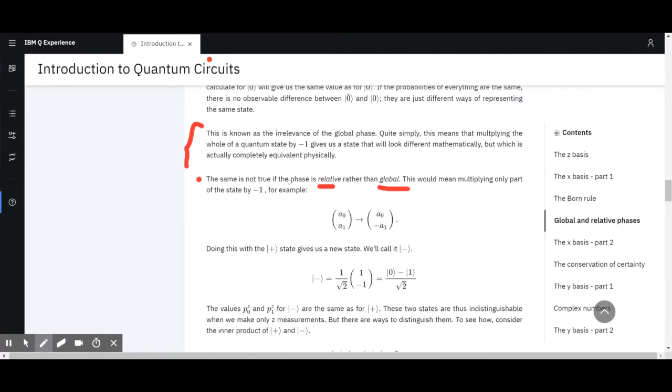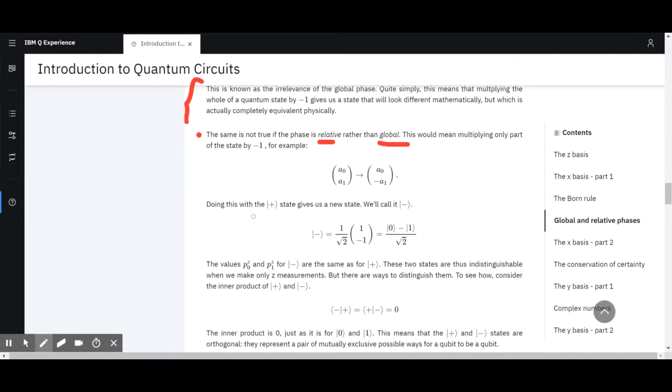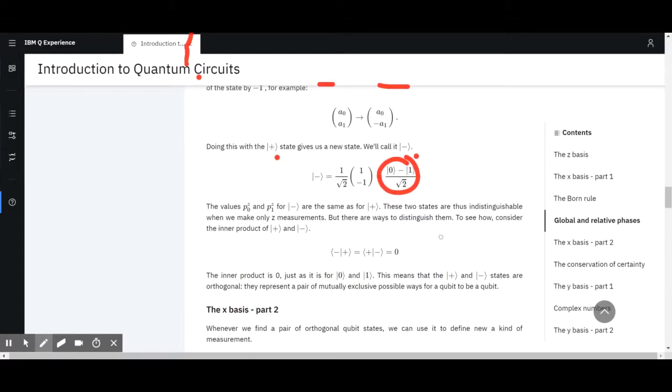The same is not true if the phase is relative. This would mean multiplying only part of the state by minus 1. So if you do that on the plus state, you get a minus state, and that's defined like the minus state. Okay.